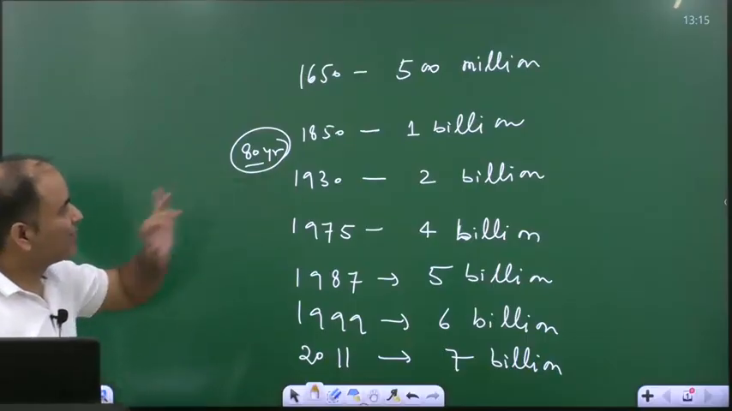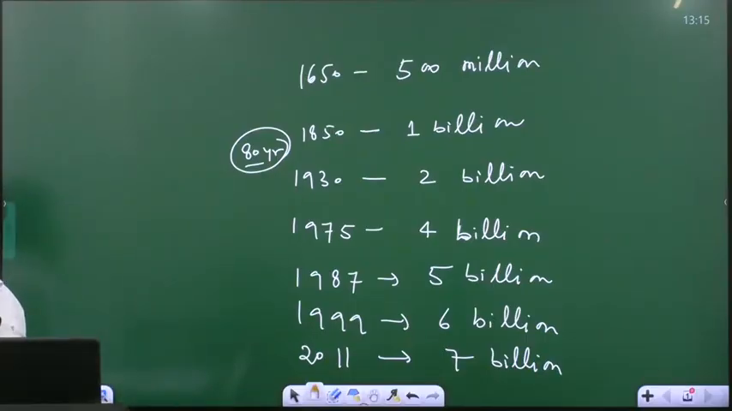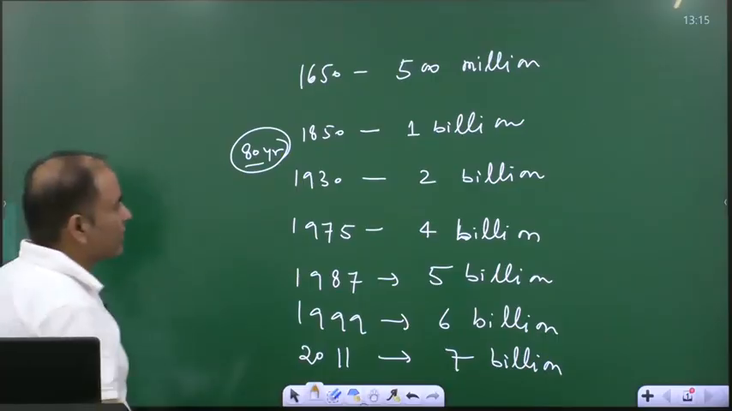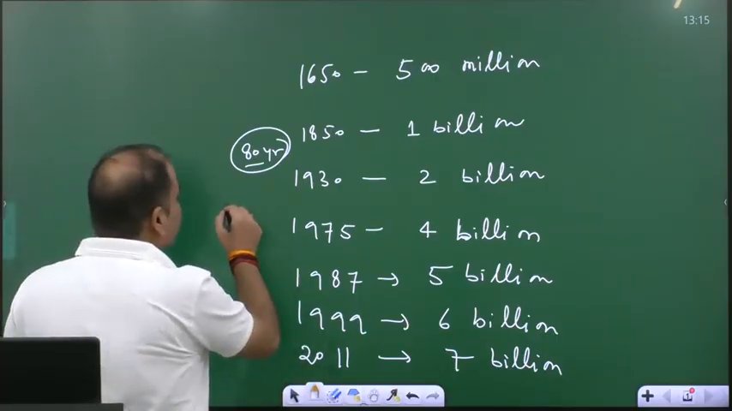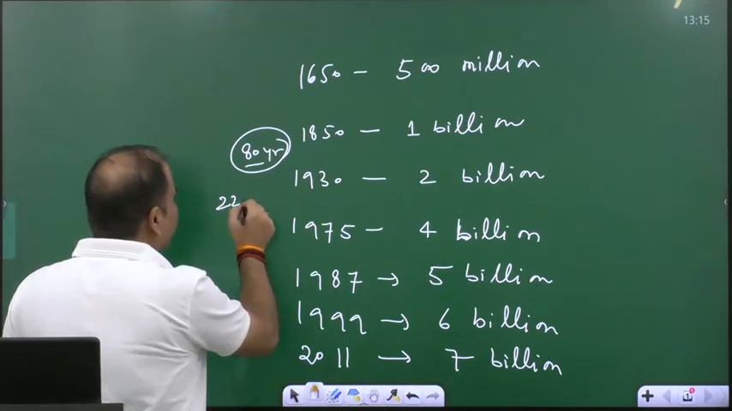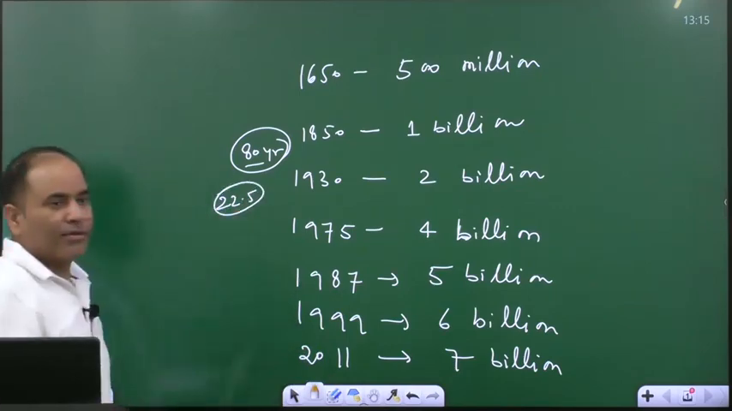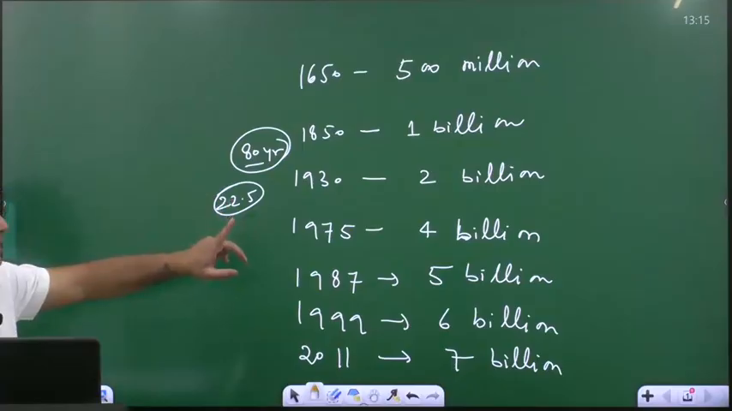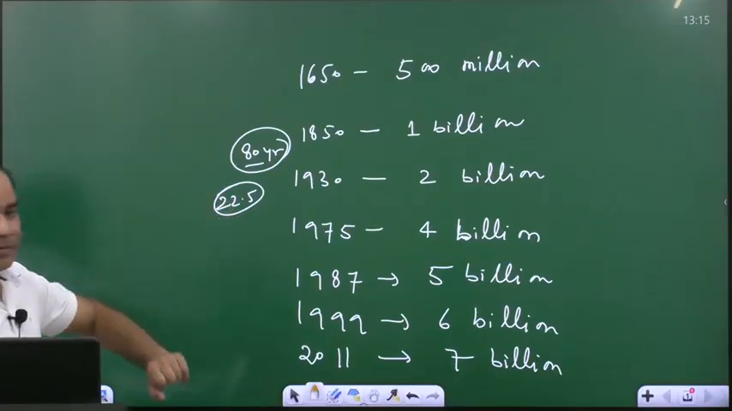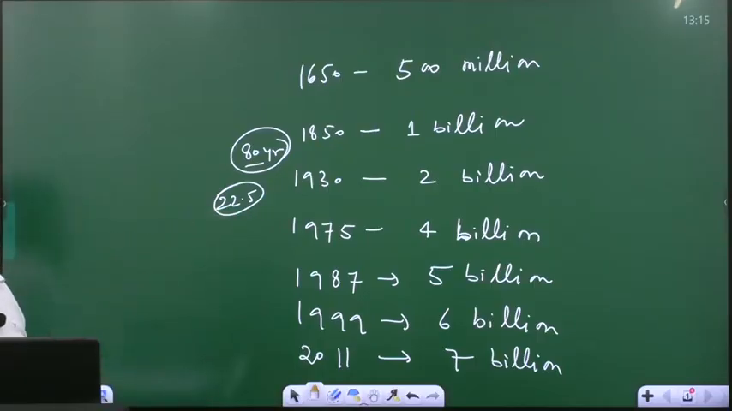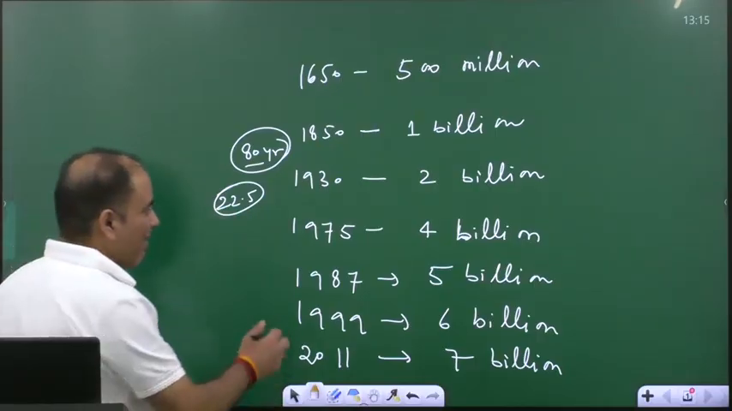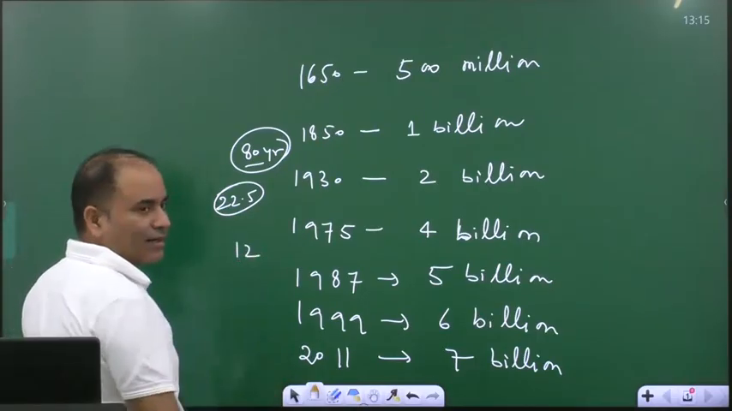But now in the next 45 years we have added 2 billion. So in a crude sense, that is not correct, but in a crude sense you can say it is around 22 and a half years. So in 22 and a half years we have added 1 billion. Now from 4 to 5 it came down. Now it is hardly 12 years.